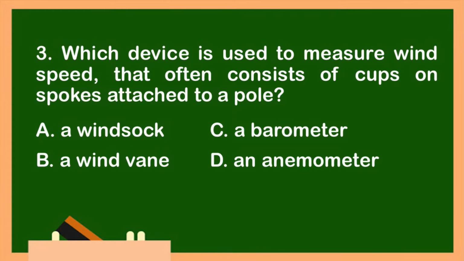Number 3. Which device is used to measure wind speed that often consists of cups and spokes attached to a pole? A. A windsock, B. A wind vane, C. A barometer, and D. An anemometer. Timer starts now. Time is up! What is your answer? Amazing! It's letter D, an anemometer.